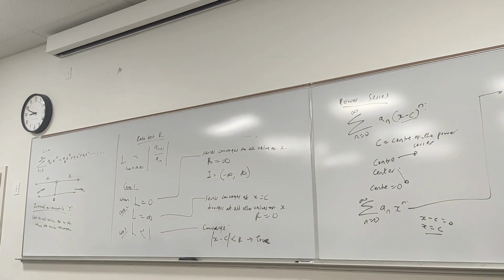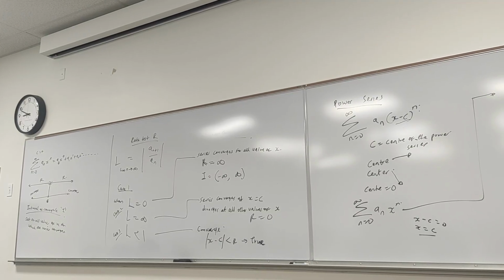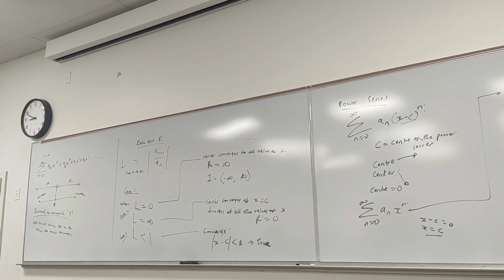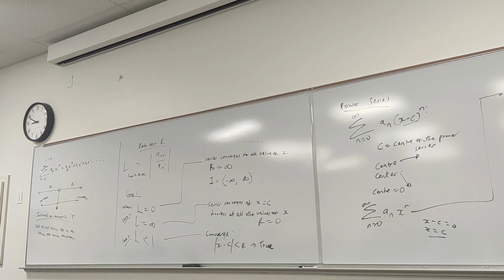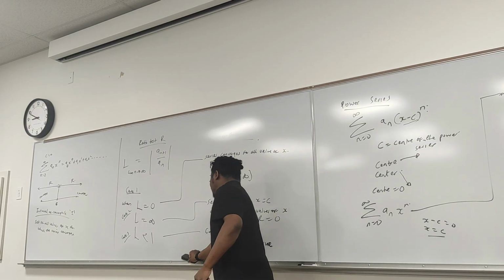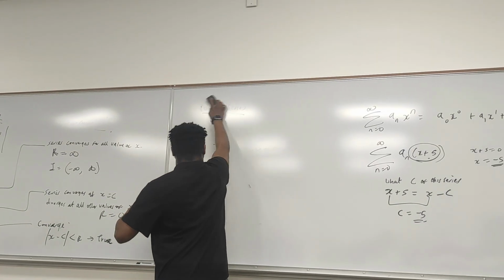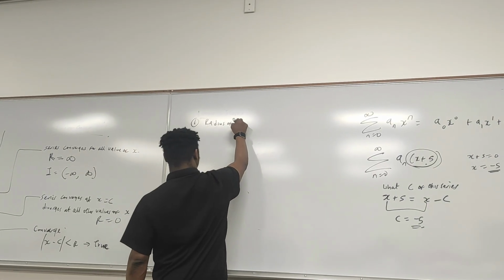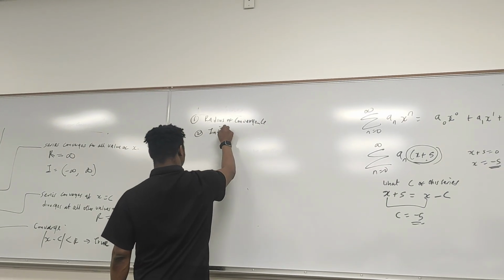Okay, let's go back to our workbook now and do one example. Let's go to part A, question 1. Let me know if you're there. There are two things we have to determine using the ratio test. Number 1, we would calculate the radius of convergence. Number 2 is the interval of convergence.